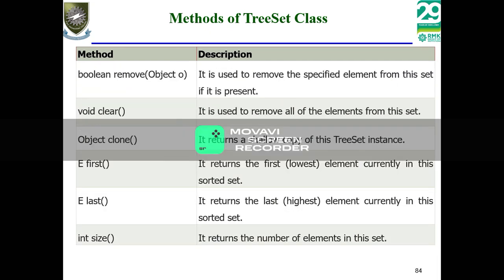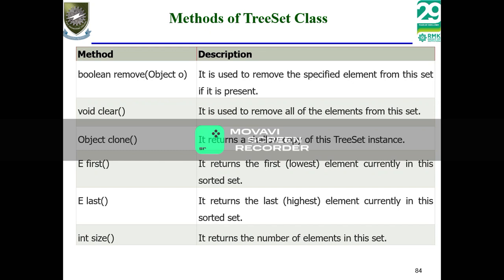Then remove: if you want to remove any element, you can specify that element. There is no index value you can pass, because it's not going to follow any insertion order. So you have to specify the element directly in the remove method. And the next one is the clear method. It's going to clear the elements, clear the TreeSet. Clone, if you want to make a copy of this TreeSet, you can use that clone method.